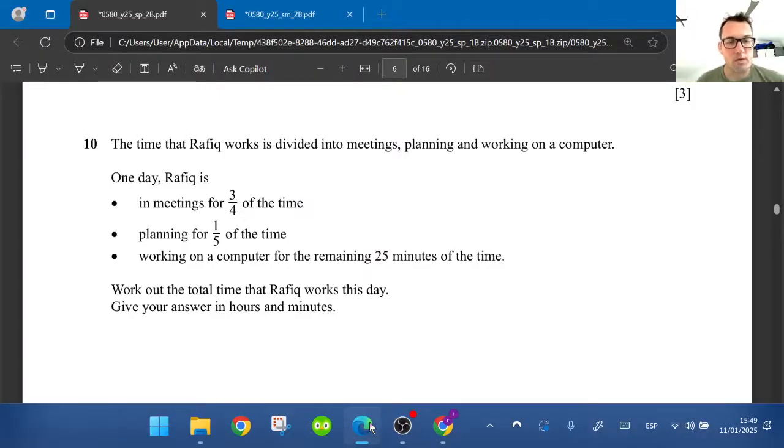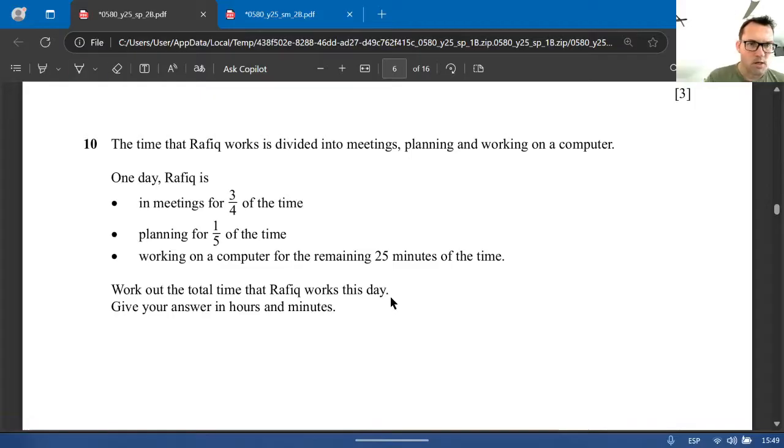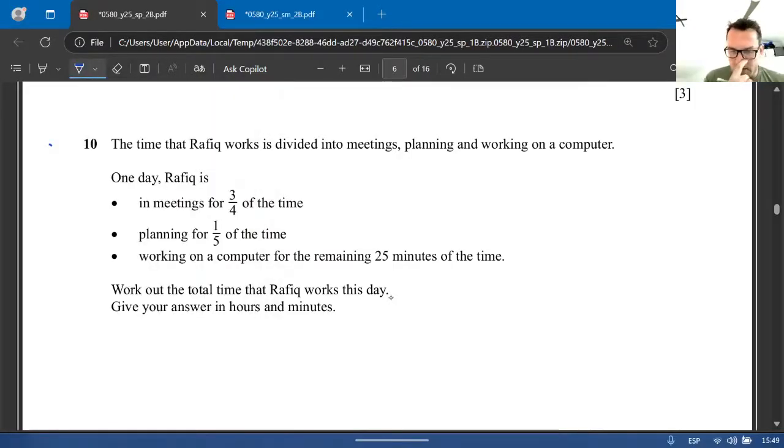Right, back here to question 10, and this time Rafik is a busy person. He's doing meetings, planning, he's working on the computer. Okay, how many hours a month does he work? Hopefully not too much. So let's have a look. Meetings is 3/4 of the time and planning is 1/5 of the time. If we add those two together, we will know how much time has gone on meetings and planning.